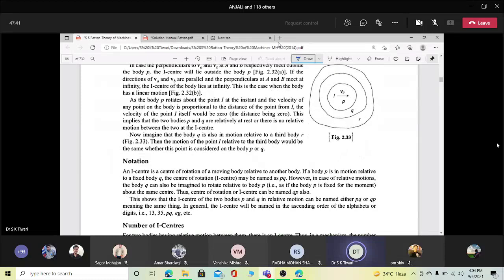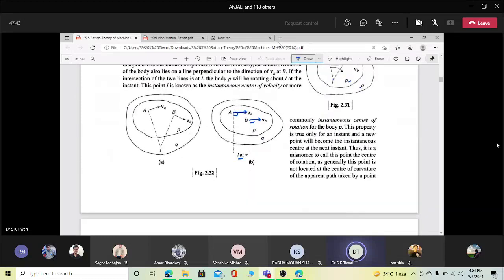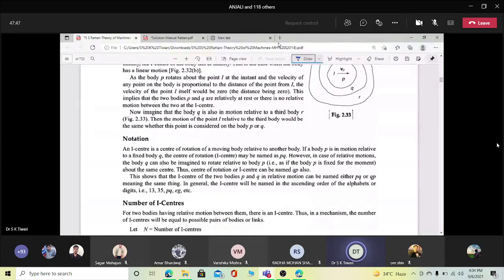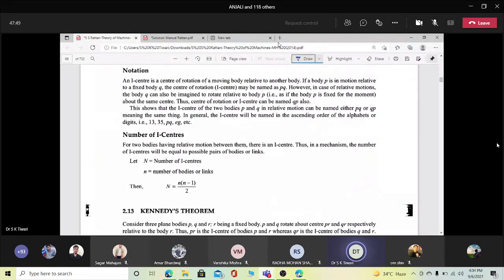अब मैंने क्या किया, यहां तक तो मैंने सिर्फ 2 बॉडी लिया था, ठीक है? Now I am moving with 3 bodies. To calculate the number of I centers, the formula is N = n(n-1)/2, where capital N stands for the number of I centers and small n stands for the number of bodies or links.